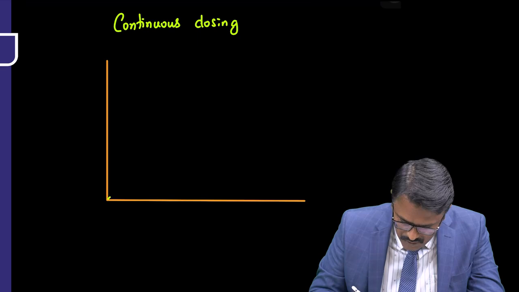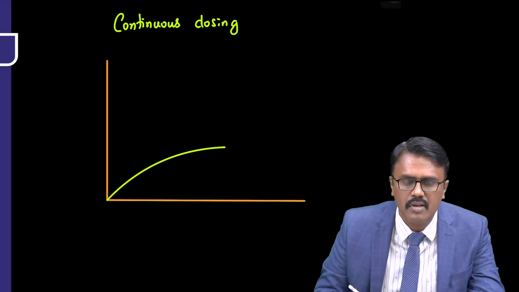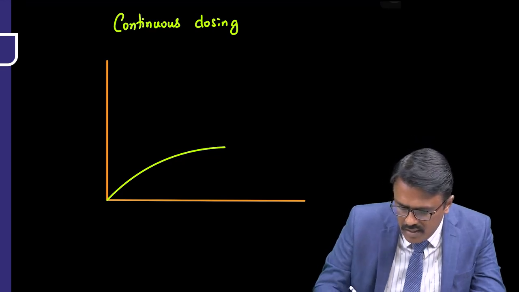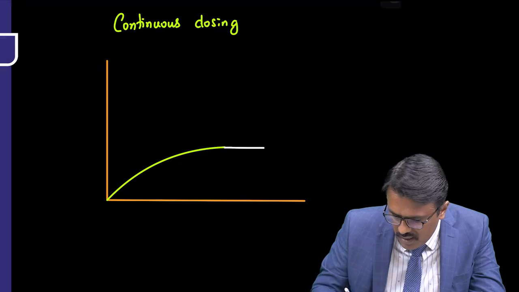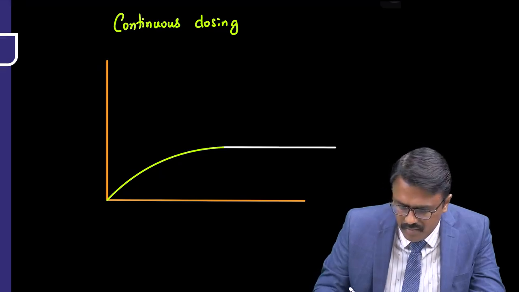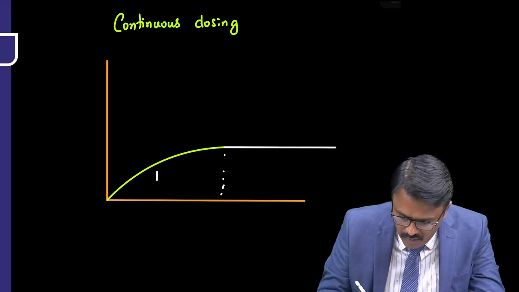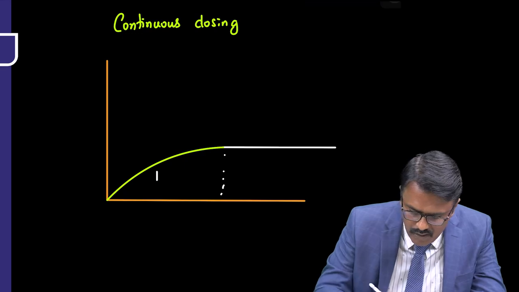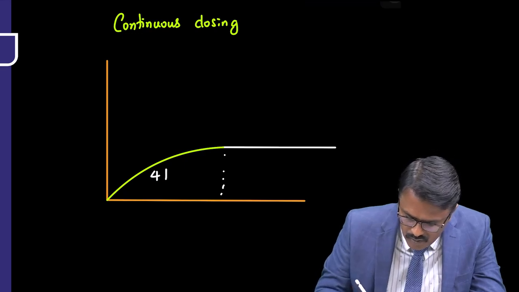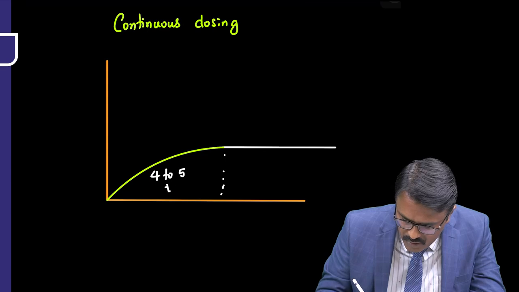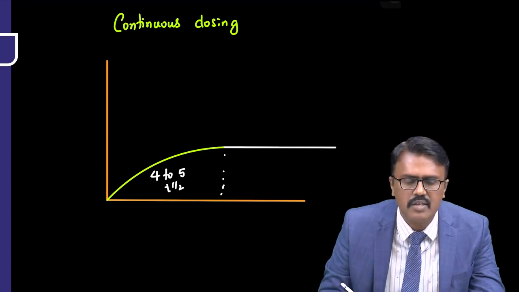Now, even if you are infusing it, it again takes 4 to 5 half-lives. Then only you will get a steady state. So it will take the same time. So this is the time required to achieve steady state. You require 4 to 5 half-lives to achieve steady state, even if you are giving continuously.